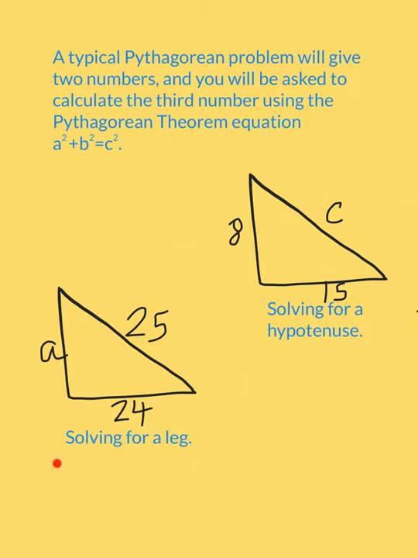In this problem, we are solving for a leg. You can see that we have the number for one leg, and we have the length of the hypotenuse. And the number that's missing is this leg right here. So one kind of problem you're going to have is solving for a leg. And in the other kind of problem, I should probably make these right triangles, you'll be asked to solve for a hypotenuse. That means that you will be given the numbers for each leg, 8 and 15, and they're going to ask you to calculate the length of the hypotenuse, c.